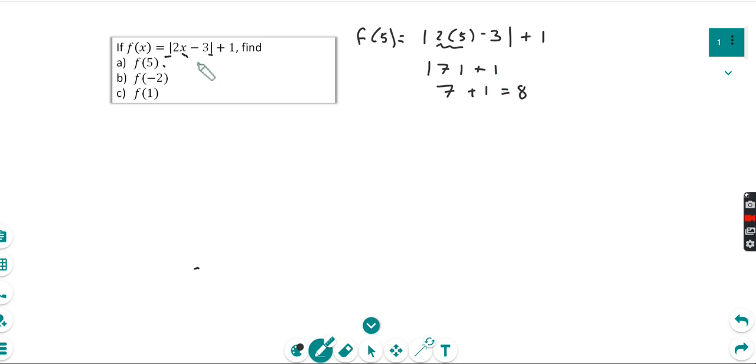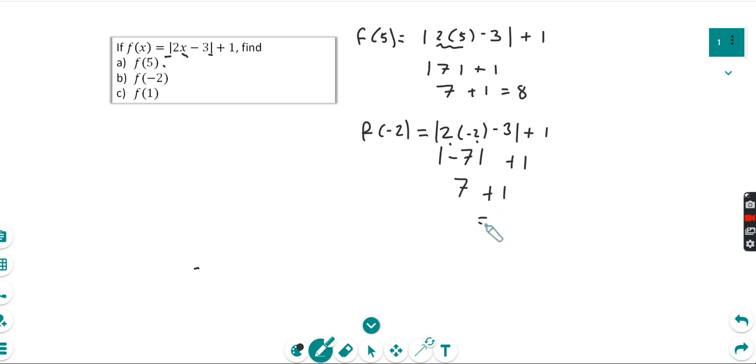Okay? f of minus 2. So f of minus 2, we can just do the same as before and just change the substitution. So minus 2, minus 3. So that's going to be minus 4 minus 3, so it's minus 7. And then again, we're going to take the modulus of this one here, plus 1. So what's the modulus? Well, it's actually going to be 7, so 7 plus 1. So we end up with the same answer.